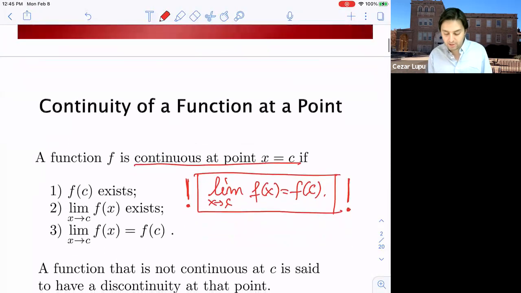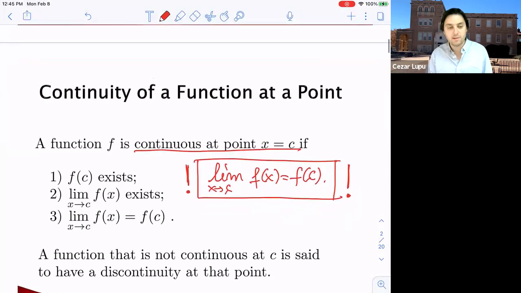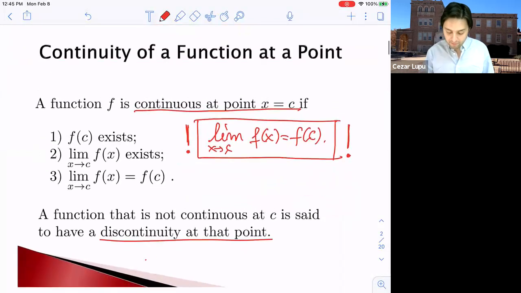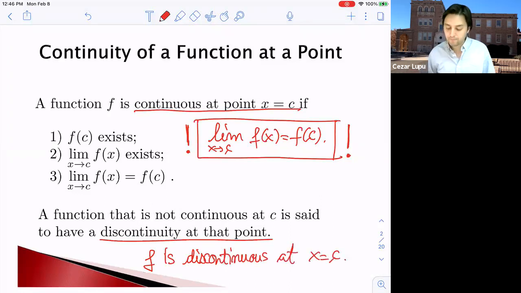And now we will say that a function is not continuous at c. When a function is not continuous at that point, it's said to have a discontinuity at that point. In other words, we say that f is discontinuous at x equals c, right? So a function that is not continuous, we say that it is discontinuous. So you have these two notions, right?